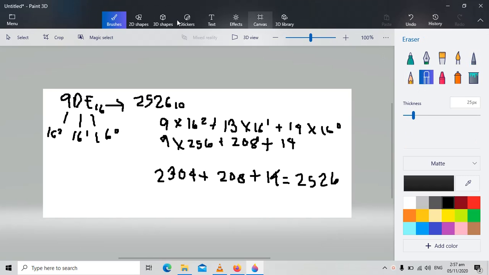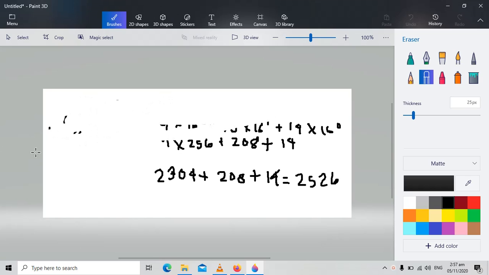Now, let's try solving a problem with 4 digits in a hexadecimal number, same as before.